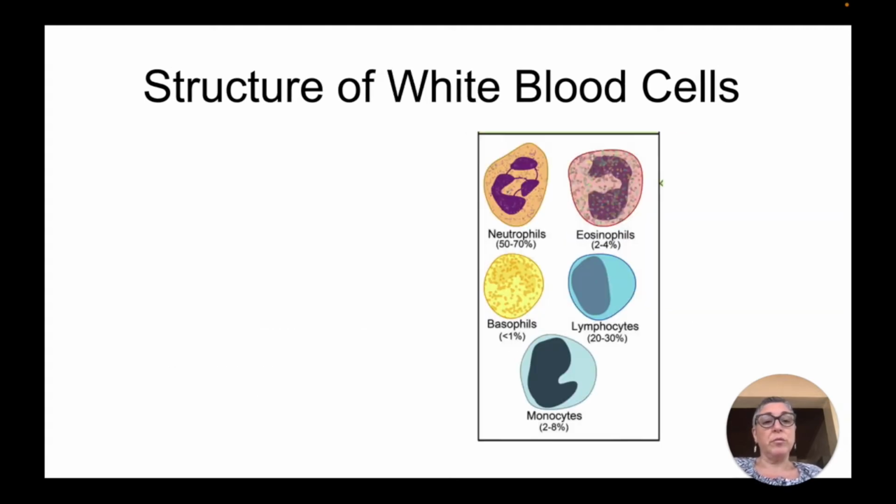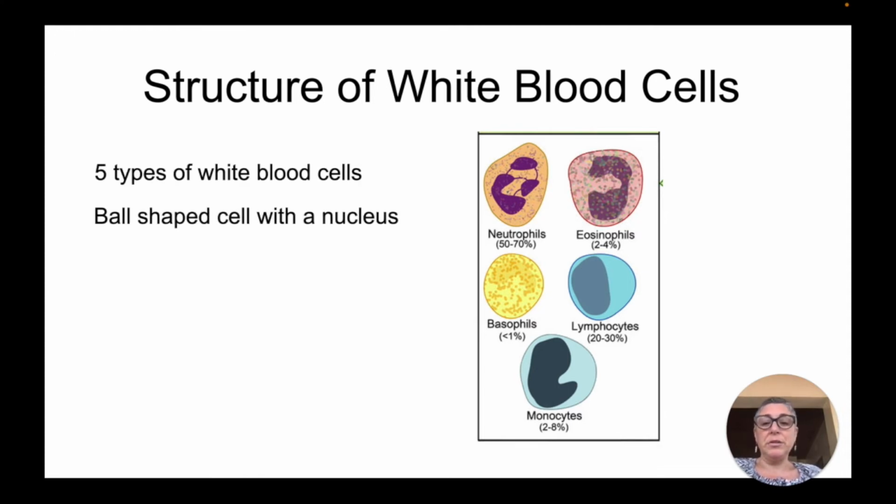For the structure of white blood cells, we see something a little bit different. So we're just going to talk generally right now. There are 5 types of white blood cells. Basically, they are round or ball-shaped. They all have a nucleus, but as you can see, the nucleus can look different. They only have one nucleus, despite the fact that it looks like perhaps more.